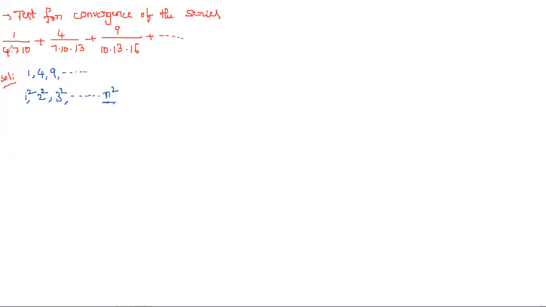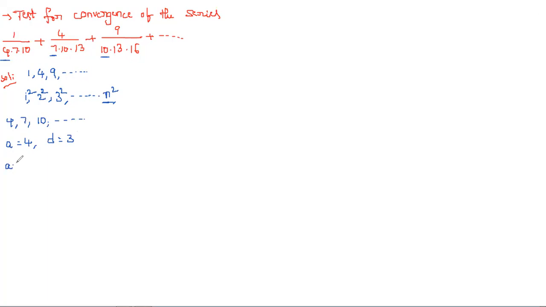Now coming to the denominator. In the denominator, take the first terms. What are the first terms in each term? 4, 7, 10, and so on. Now we have to find the nth term. Is the difference the same? 7 minus 4 is 3 and 10 minus 7 is also 3. It means the difference is equal, so this is an arithmetic progression. Here the first term is a equal to 4 and d, the common difference, is 3.